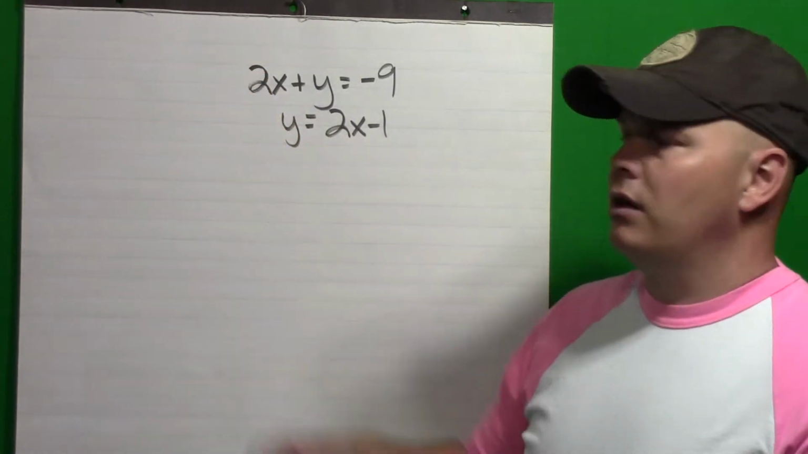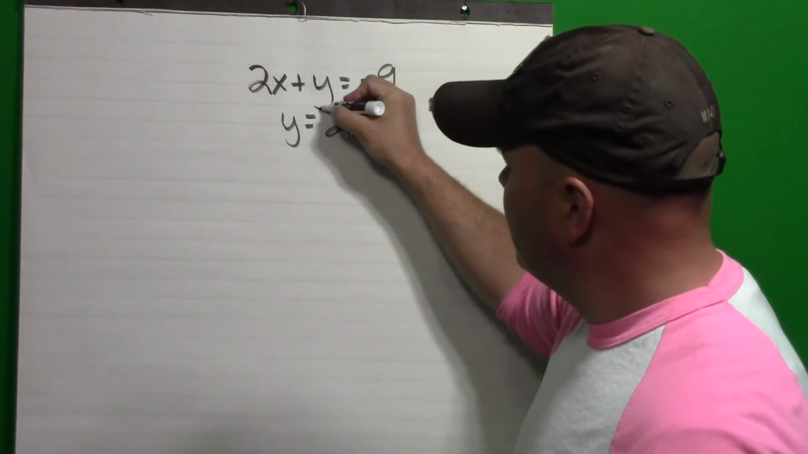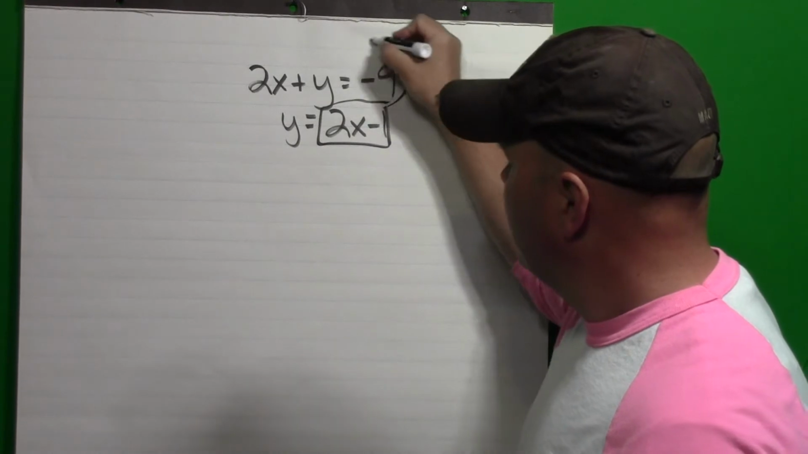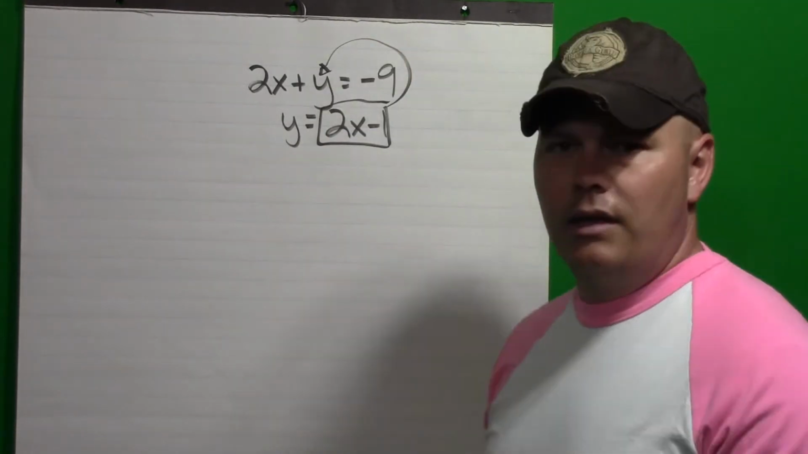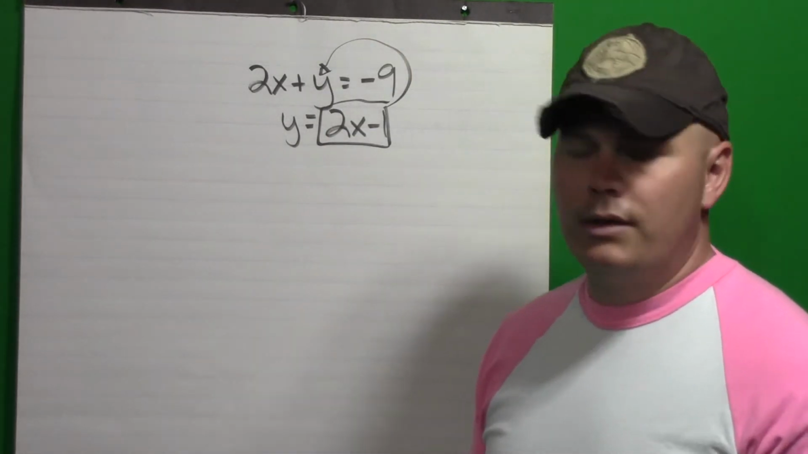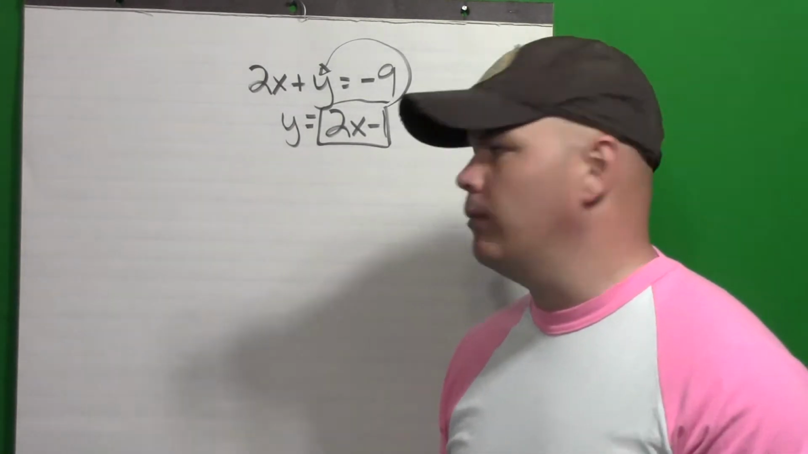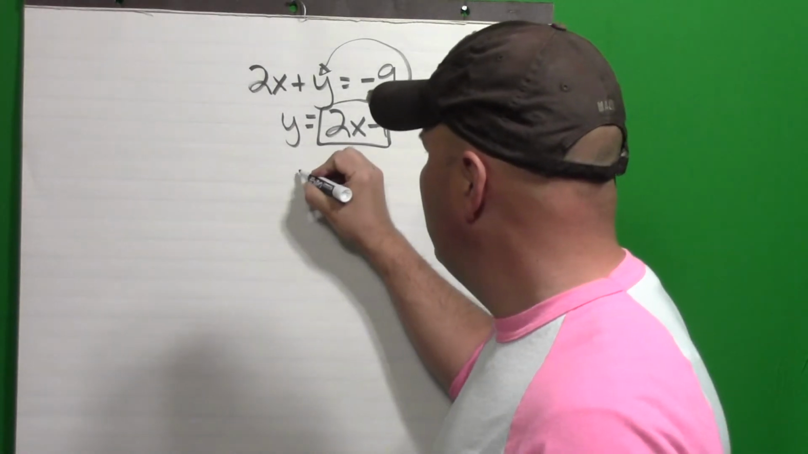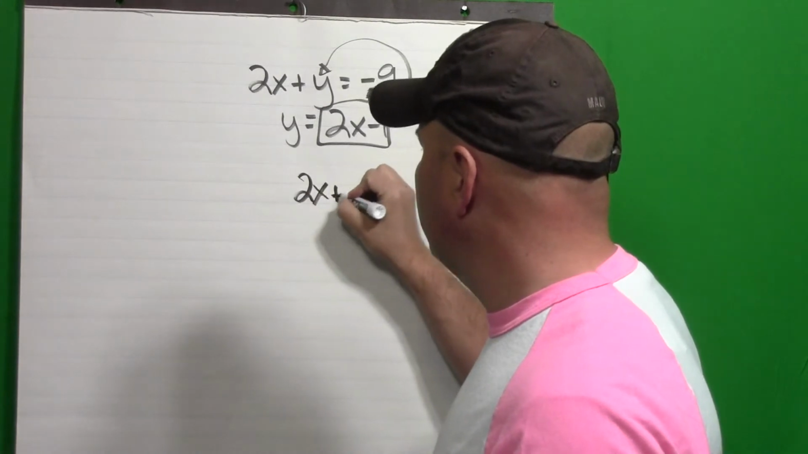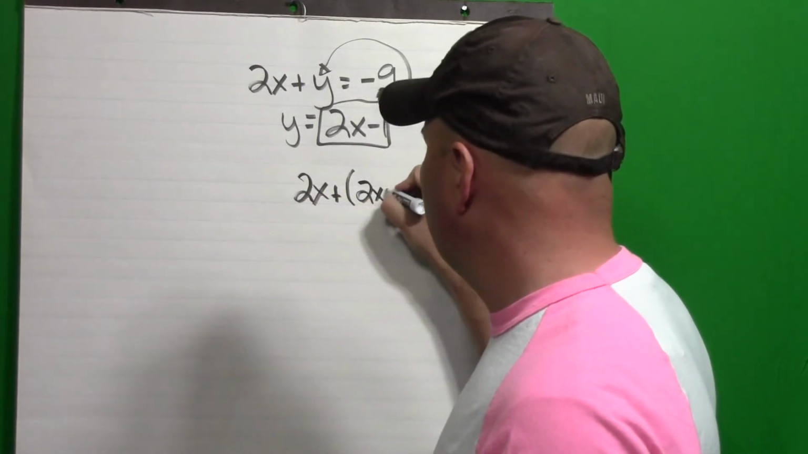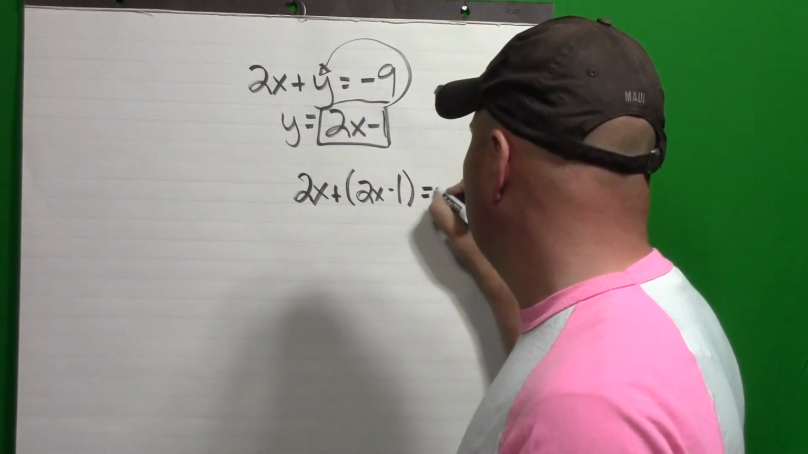This one's my standard. So I'm going to take my slope-intercept form and plug it in to that y value, since I know both y's are going to be the same because this is a system. So I'm going to go 2x plus parentheses 2x minus 1 parentheses equals -9.